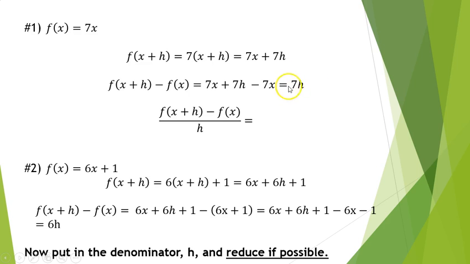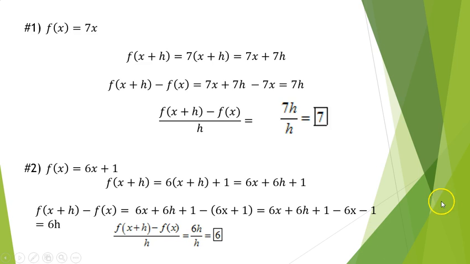Here we had 7h when the dust cleared, and when we divide it by h, we will have 7h over h, which does reduce to 7. Here we had 6h in the numerator. Divide by h, we get 6.